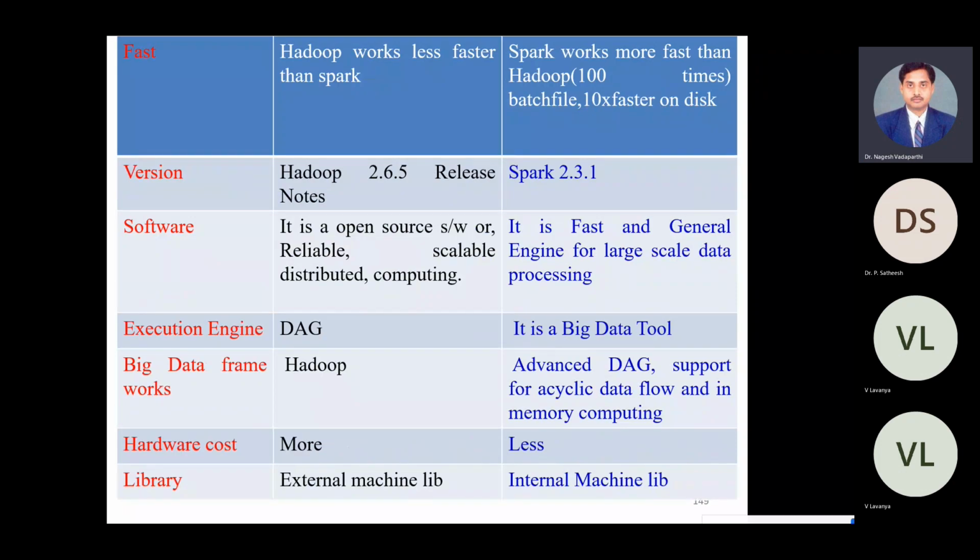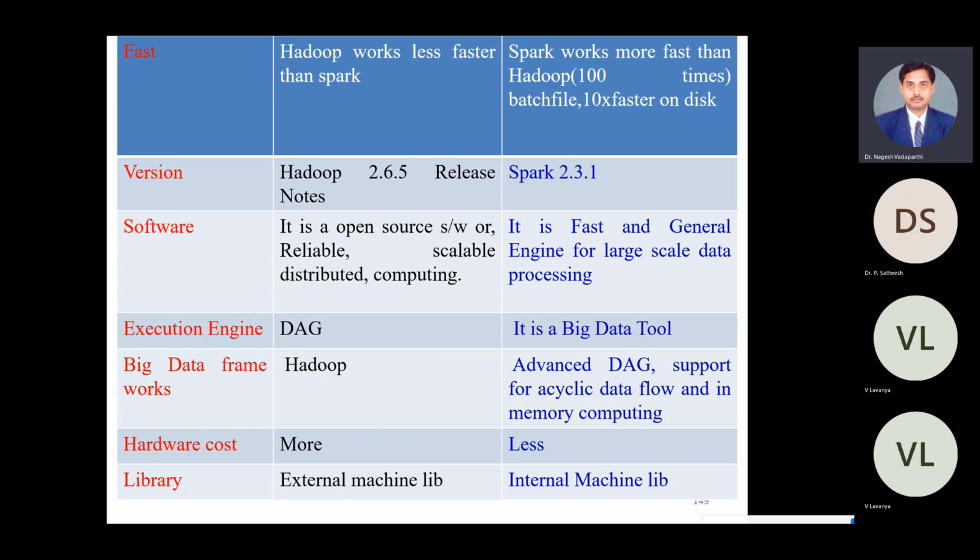Next one is fast. Fast is a parameter. Hadoop works less fast than Spark because it uses a hard disk to load the data set and it runs on a batch processing system. Whereas Spark works much faster than Hadoop, suppose 100 times faster on batch files and 10 times faster on disk. Next is version: in Hadoop it is 2.6.5 release, whereas in Spark it is 2.3.1.